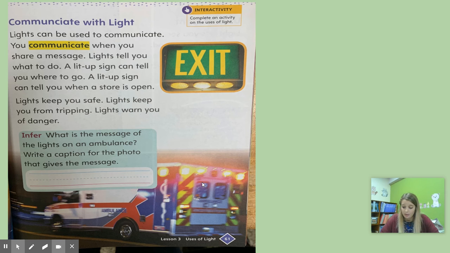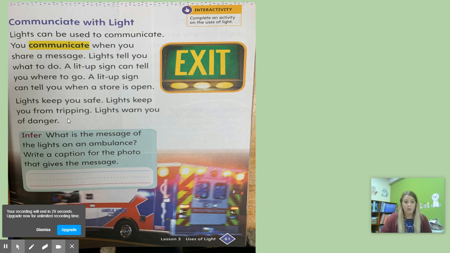All right, so what are some uses of light? We know that light is used to tell you where to go, to keep you safe, and to warn you of danger. So what part of the reading provides evidence for your answer? Well, we would have the first paragraph and the second paragraph. All right, why would a store owner want to use an open sign that is lit? Well, that means the light makes a message easier to read.